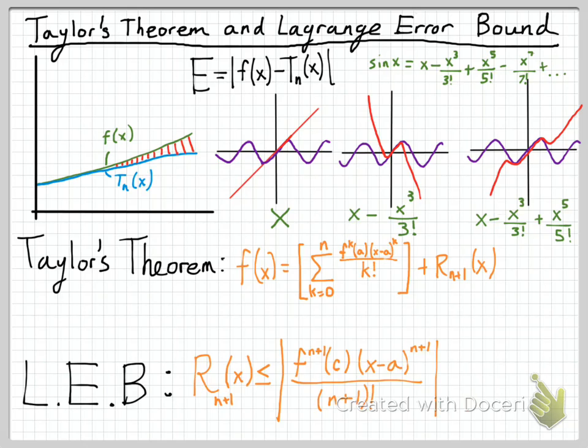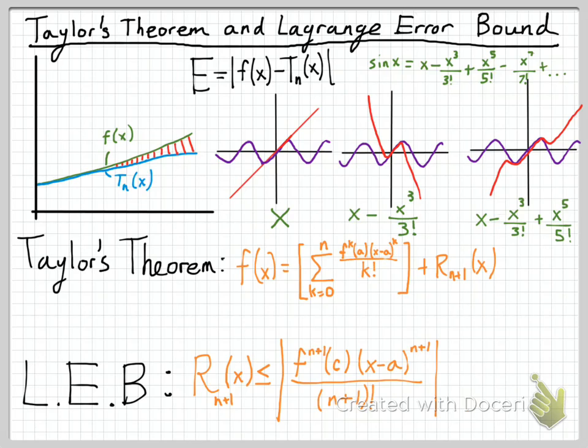The remainder itself is less than or equal to the absolute value of the next term in this series at c, which is a value between x and a. As I said before, if you know the value of c, then there's no need to approximate. However, in most cases, c is difficult to find. This is why we use the error bound.